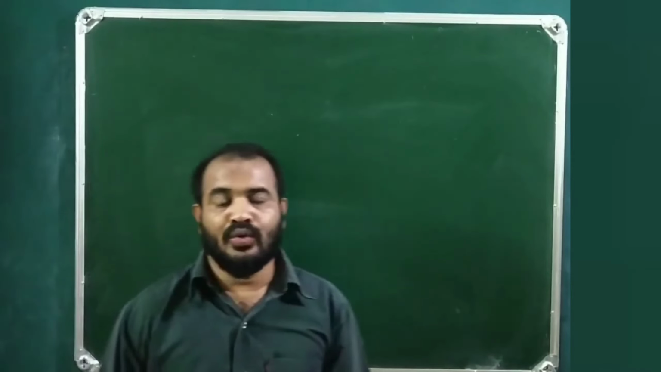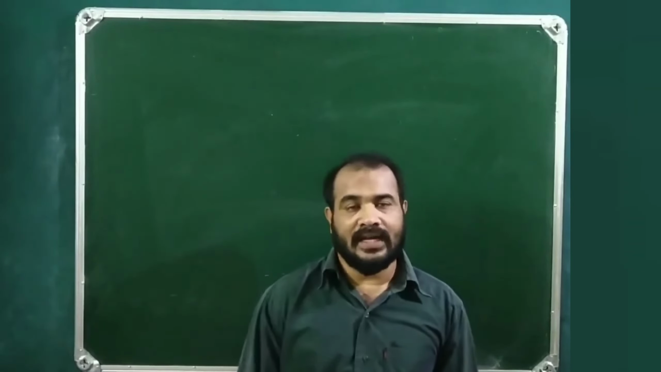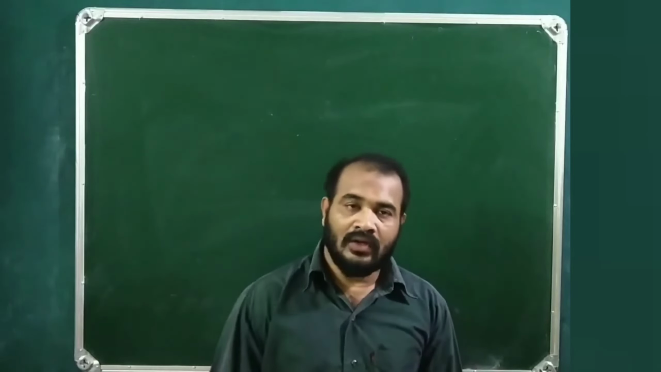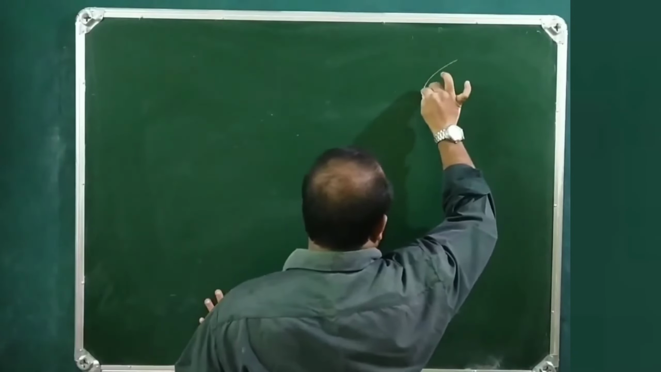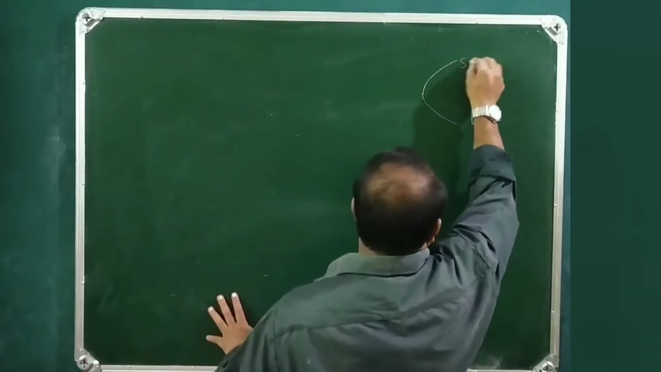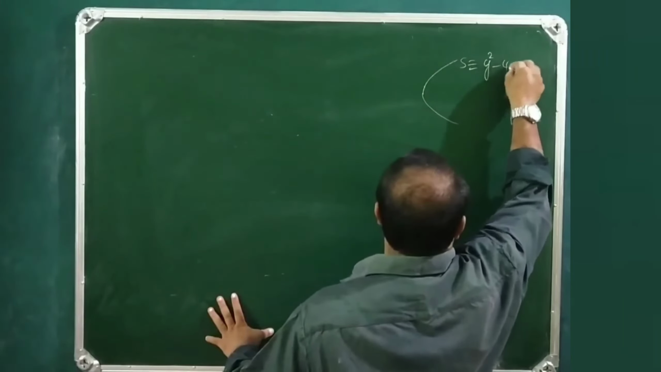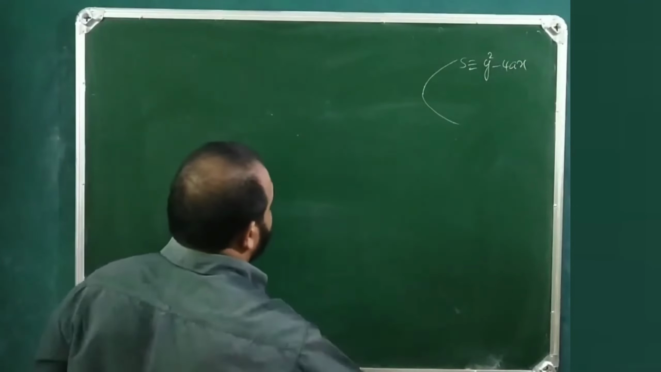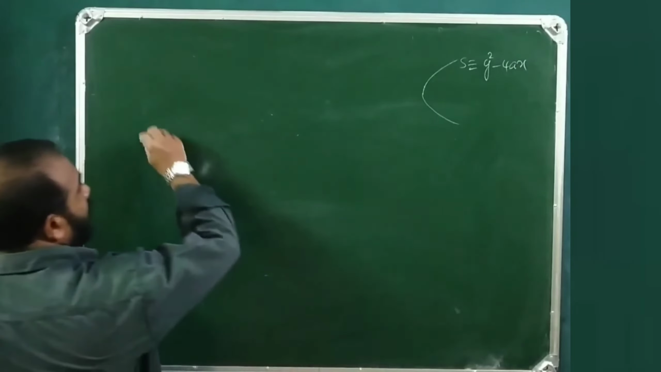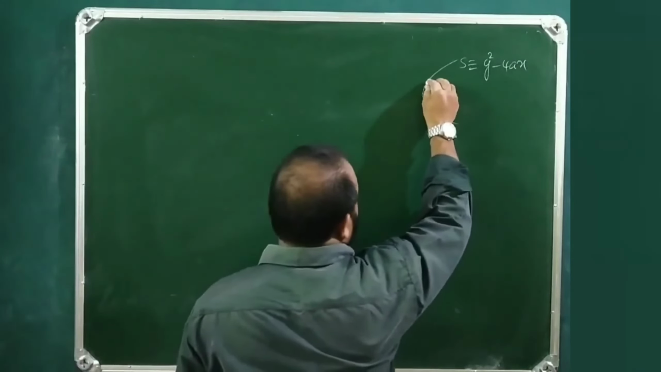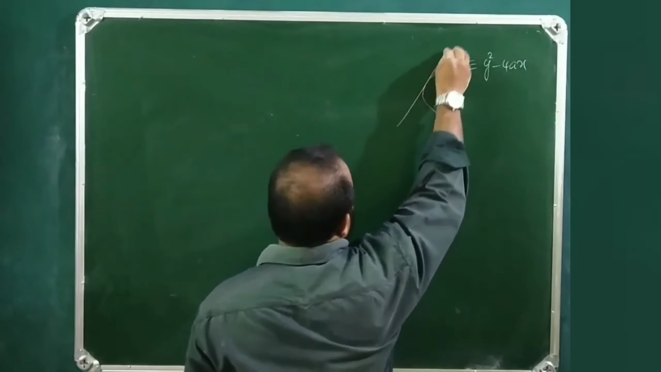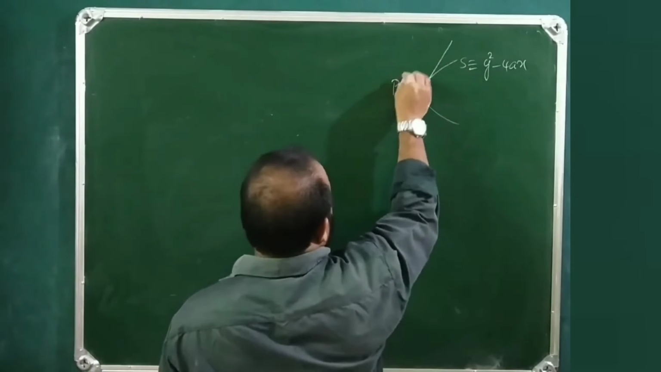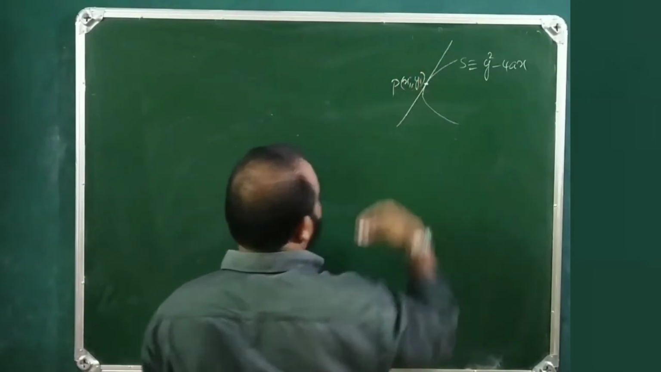Another proof to find the equation of the tangent to the parabola S equals 0 at P(x1, y1) is S1 equals 0. Let this be the parabola S, y square minus 4ax. So here, and this is the point P(x1, y1). This point is P(x1, y1).